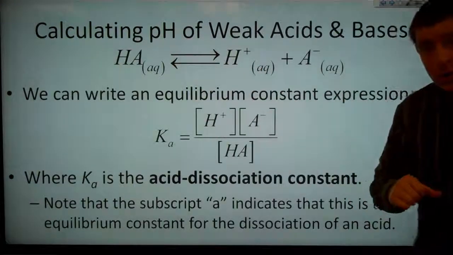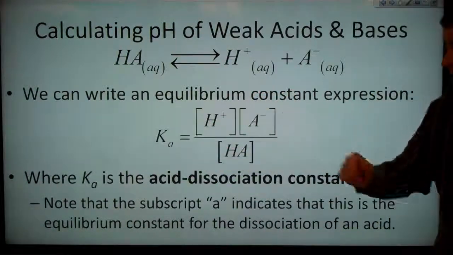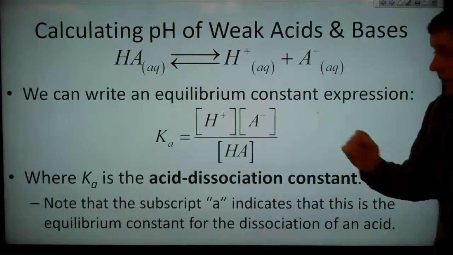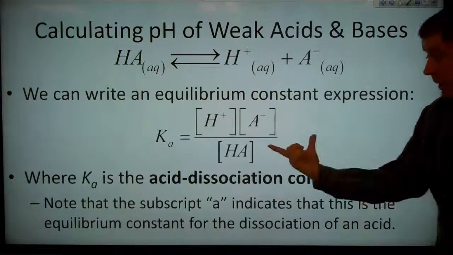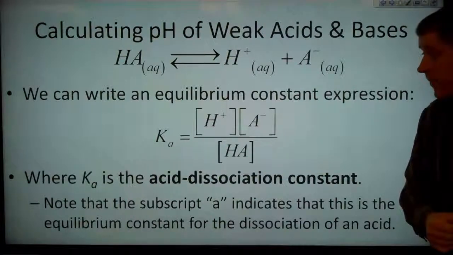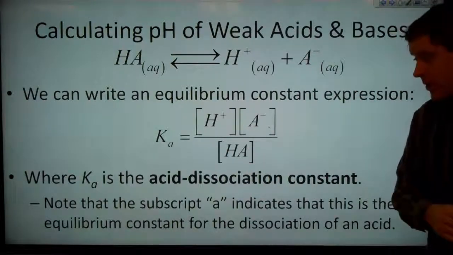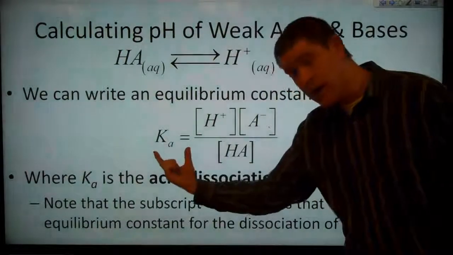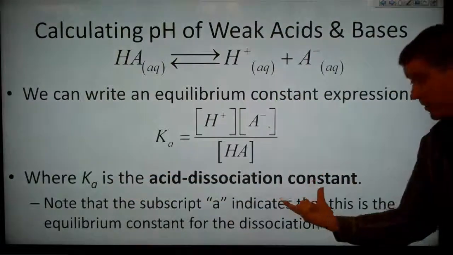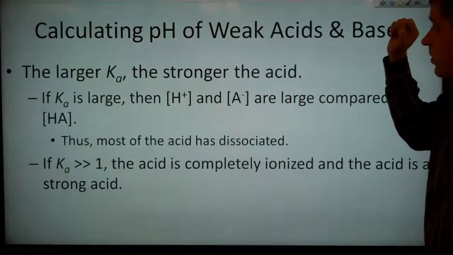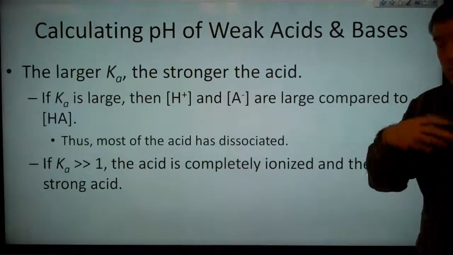So we've got an equilibrium here, so we can write an equilibrium constant. Ka is equal to the hydrogen ion concentration times the conjugate base, A minus concentration, divided by the acid concentration, HA. Again, this is product concentrations divided by reactant concentrations. And here we're calling this Ka instead of Kc because the A denotes that this is an acid dissociation constant. So the larger our Ka is, the stronger our acid is.